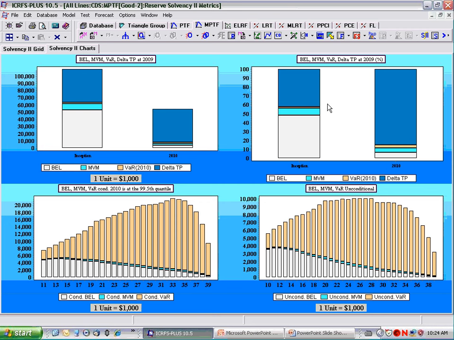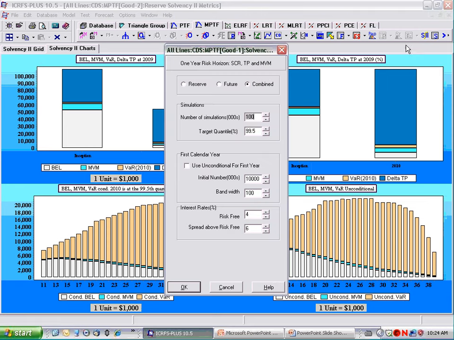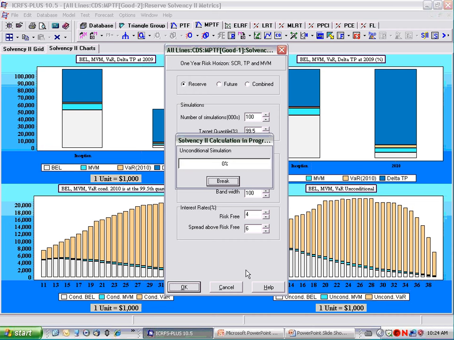Now let's do the same simulation, but for the aggregate of all the lines of business. That's the first one. We'll do it for the reserve part. Of course that's going to be slower, because this does about 246 million unconditional simulations first, and then it repeats that kind of simulation, a bit fewer, maybe about 230 million simulations for the conditional distributions.